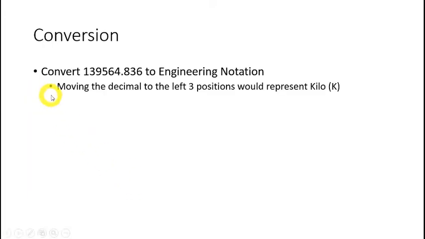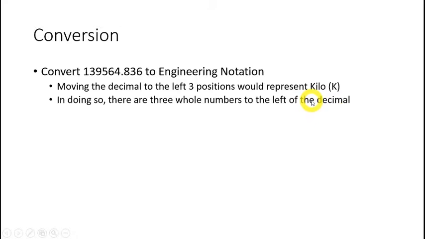So here I am going to be moving the decimal to the left 3 positions. Okay, so I'm going to be needing to multiply, basically, or use a quantity that would be the same as increasing the number. So this is going to be kilos, and I'm going to use the capital letter K. And in doing so, I have 3 whole numbers now to the left of the decimal point. So let's look at that.